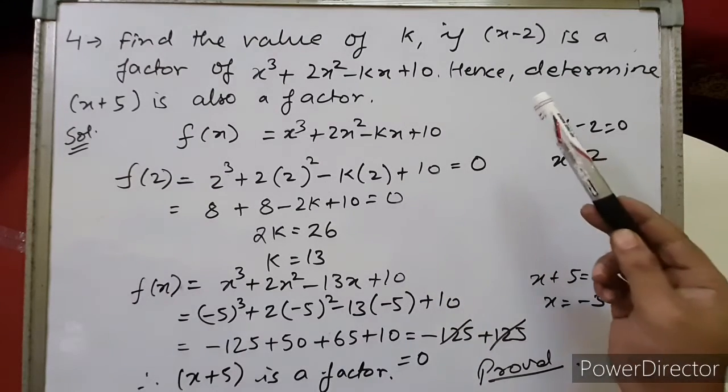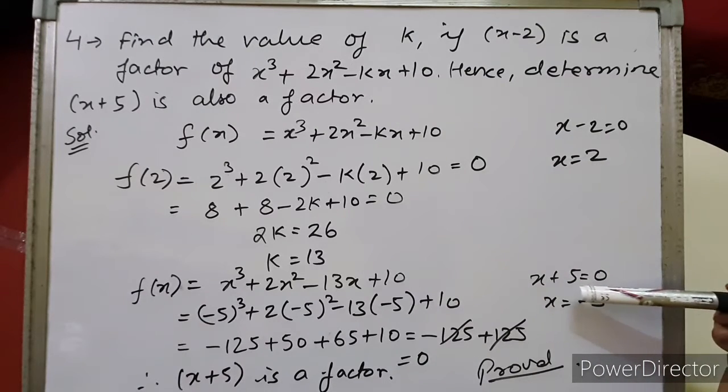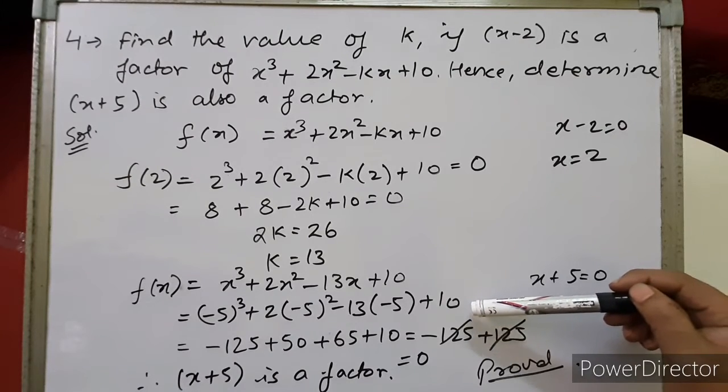Now we have to check whether x plus 5 is a factor or not. So when we put x plus 5 equals 0, the value of x will be obtained as minus 5. So when we put x equals to minus 5 here in fx and try to simplify the value, then what we'll get?